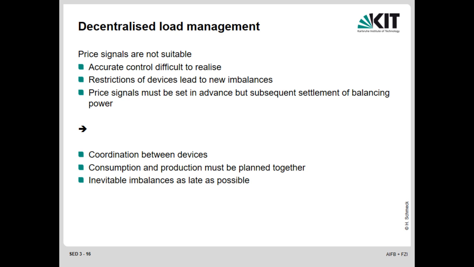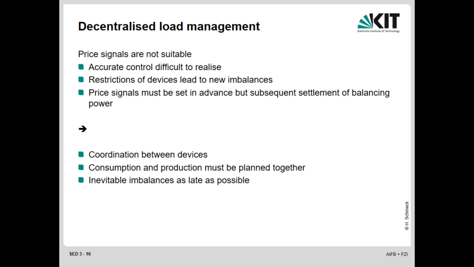Accurate control is difficult to realize, like precise control. And the restrictions of devices can also lead to new imbalances because they have to run at certain times. The price signals must be set in advance. This was what I told you, that the settlement of balancing power is done later on.